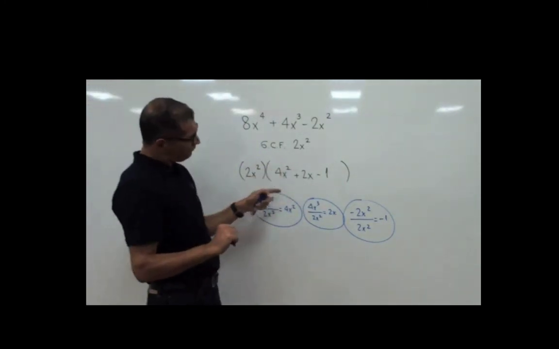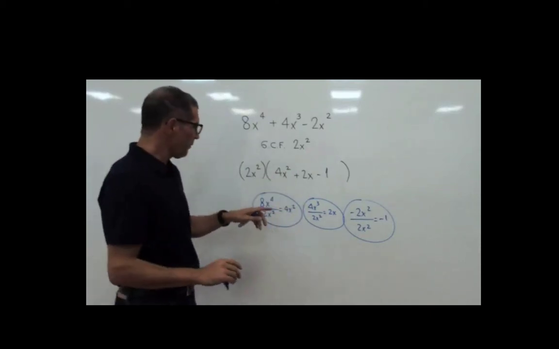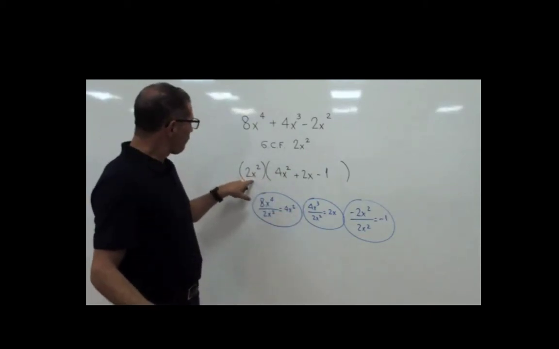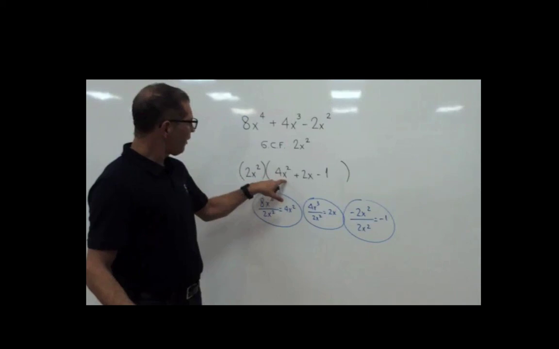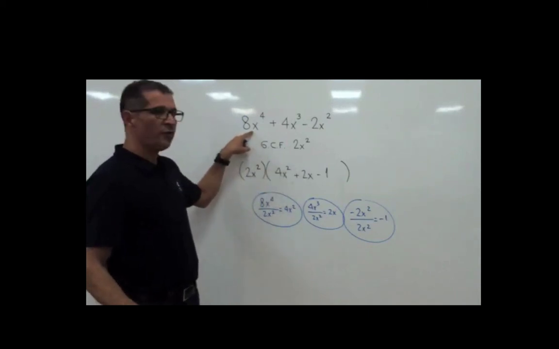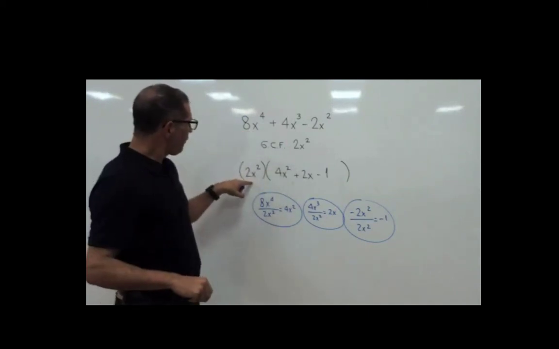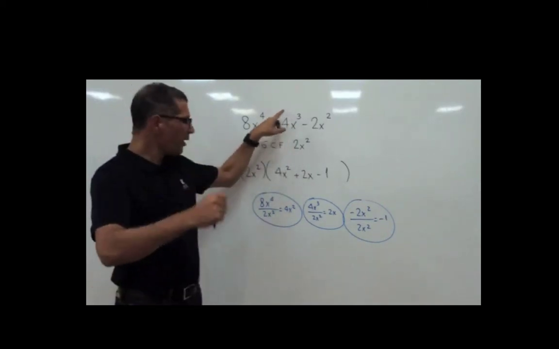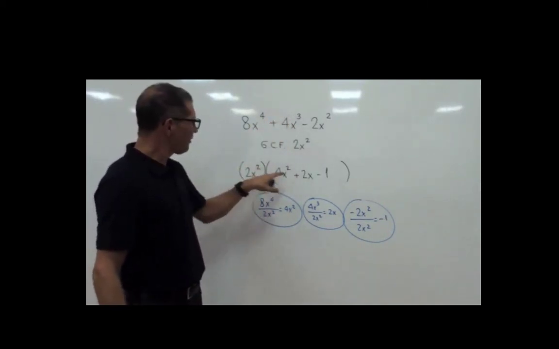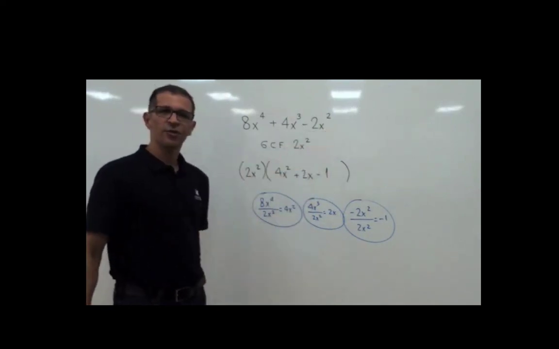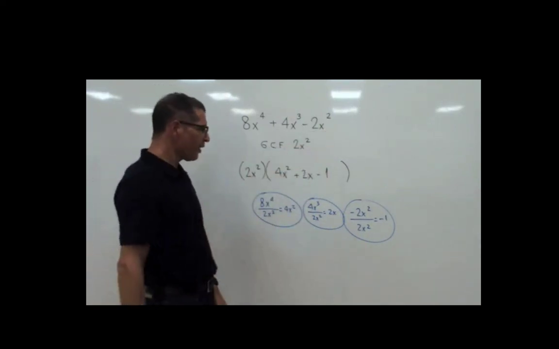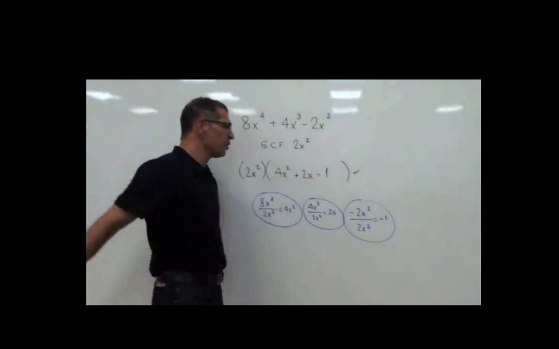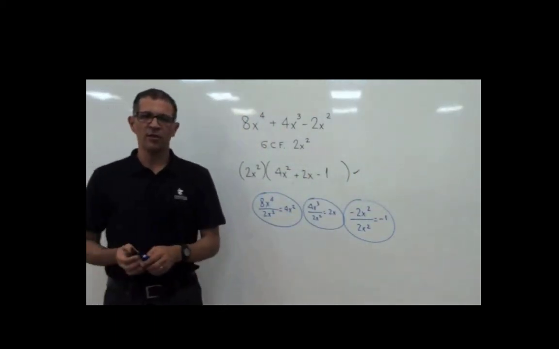Let's check if our factorization is okay using the distributive property. 2x squared times 4x squared is 8x to the 4th. 2x squared times 2x is 4x cubed. And 2x squared times negative 1 is negative 2x squared. So our factorization is okay.